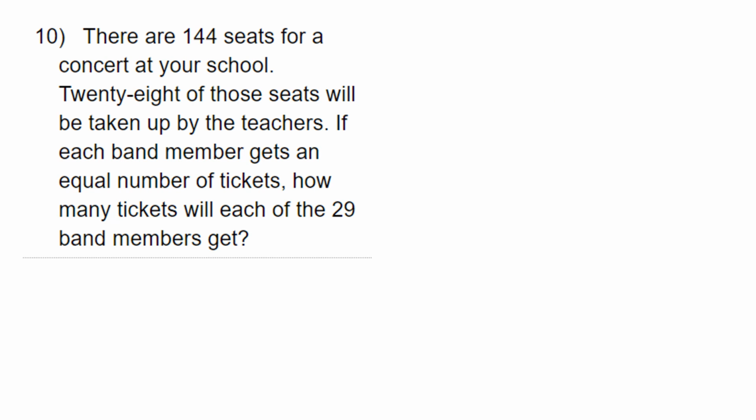Okay. There are 144 seats for a concert at your school. 28 of those seats will be taken up by teachers. So 144. If each band member gets an equal number of tickets, okay, so that is equal to 28 teachers, and there's 29 band members, so you add to that 29 band members, and you want to find out how many each of them can invite. So x is the number of people each band member can invite.